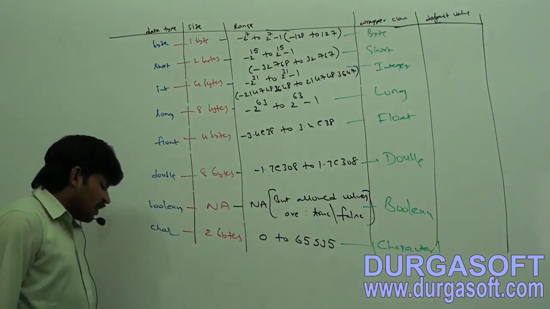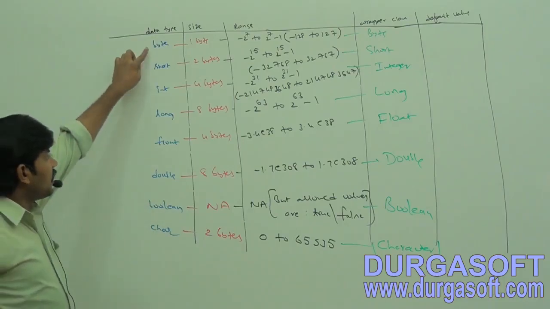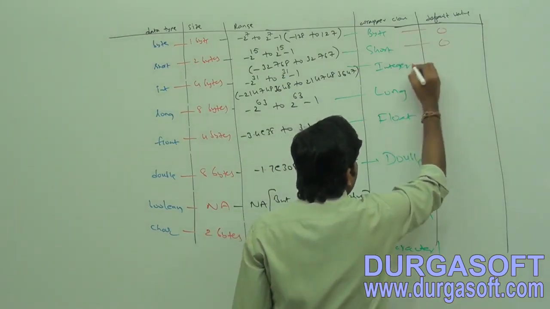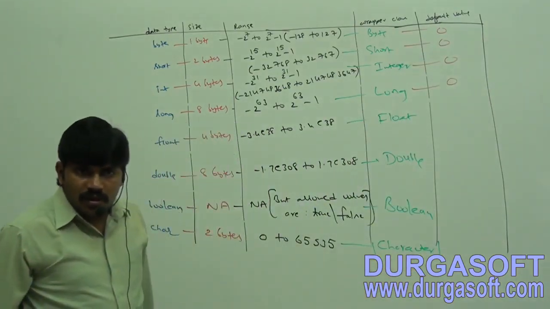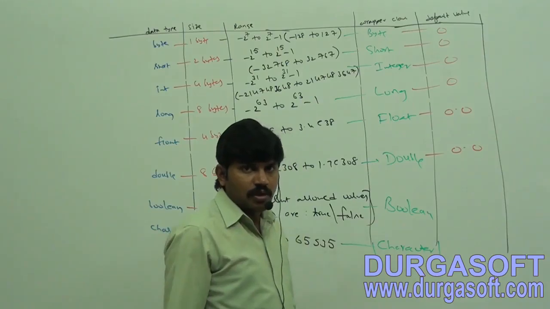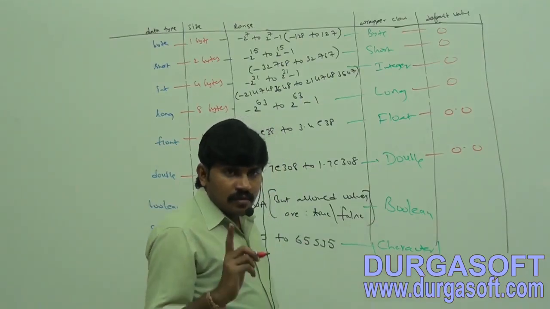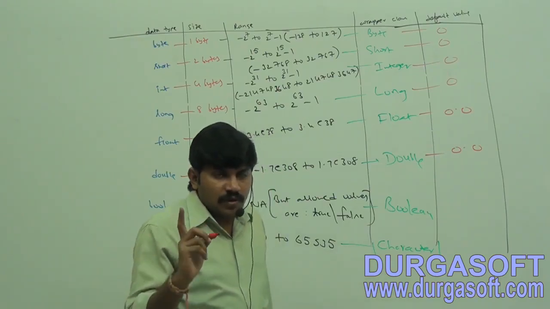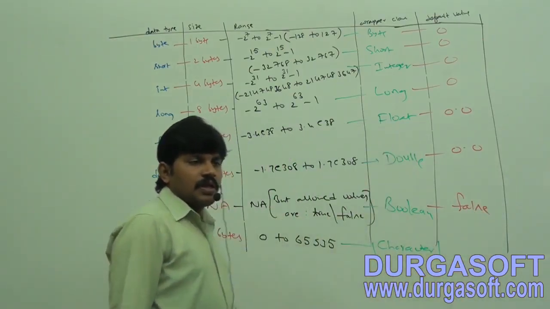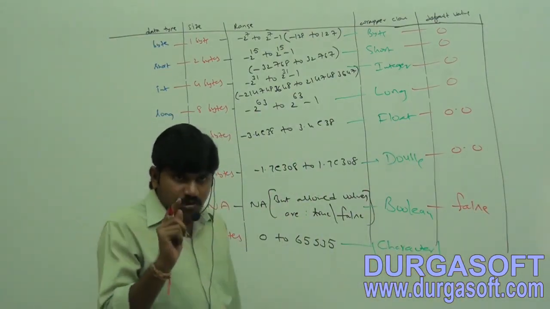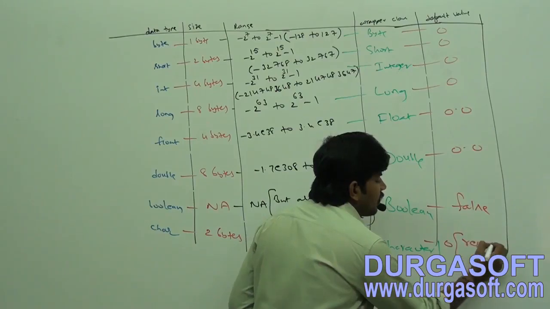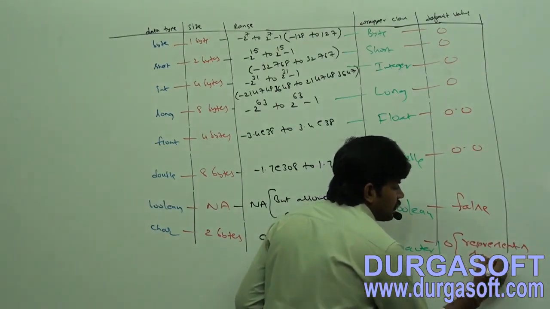Sir, what about default values? Do you know? For the integral data types, the default is 0. So for byte, short, int, long, it is 0. For float and double, what is the default value? 0.0. For boolean, make sure that in C++ the default value for boolean is true, but in Java it is false. Next, for char, the default value is 0, which represents a space character. Remember this one.